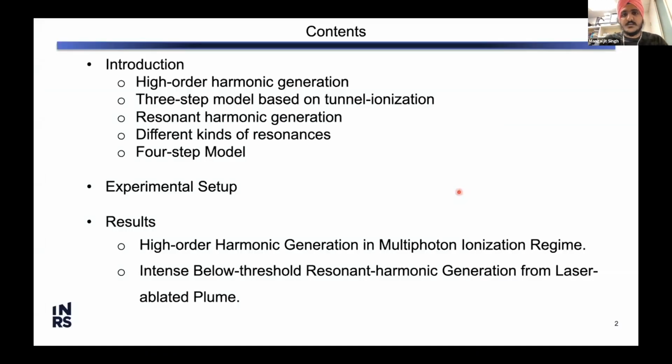These are the contents of my presentation today. I'll start by introducing the concept of high-order harmonic generation, which will be followed by the explanation of the generation mechanism using the three-step model. Then I will introduce the concept of resonant high-order harmonic generation, and what different kinds of resonances can influence the harmonic generation process. And this will be followed by the explanation of the mechanism using the four-step model. And then I'll discuss briefly the experimental setup and some of the recent experimental results that we observed in our experiments.